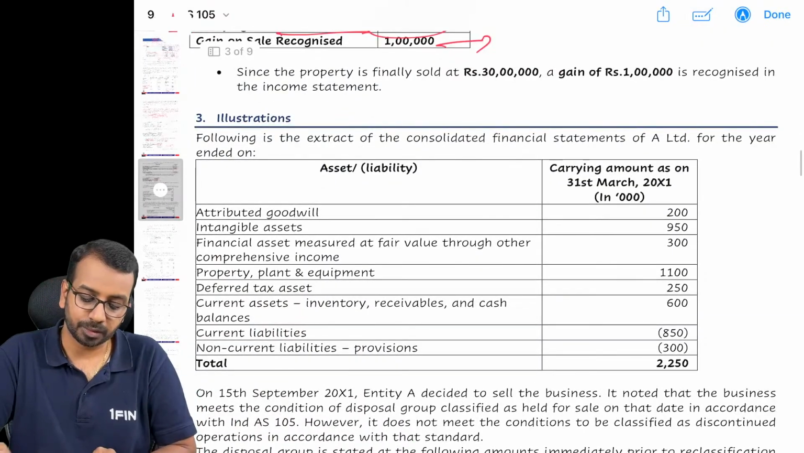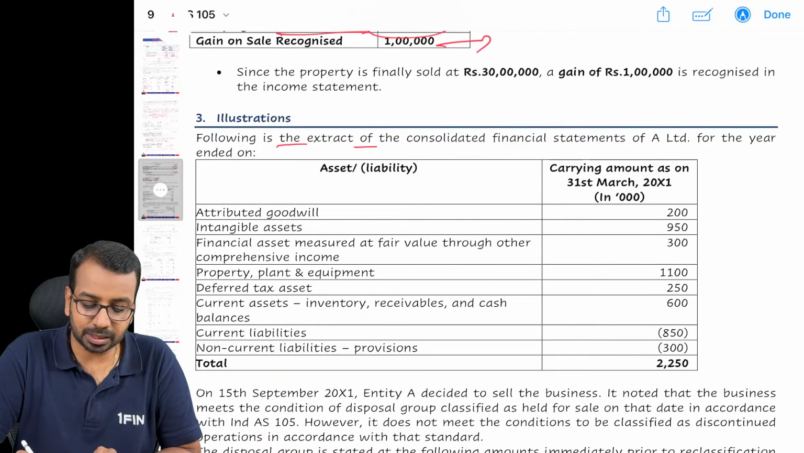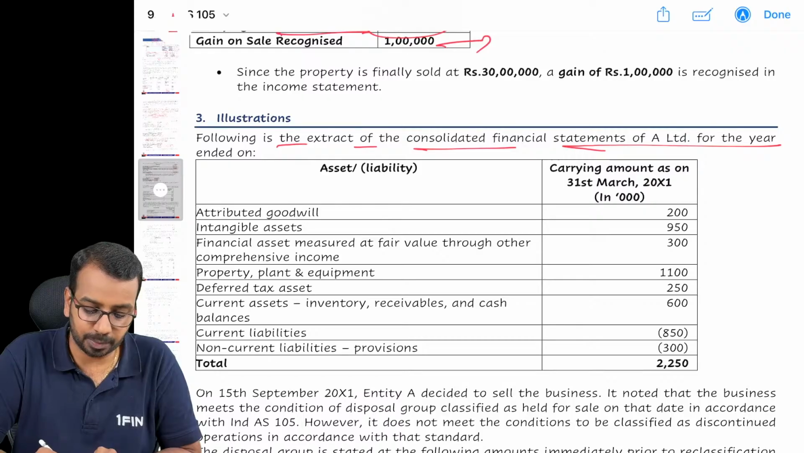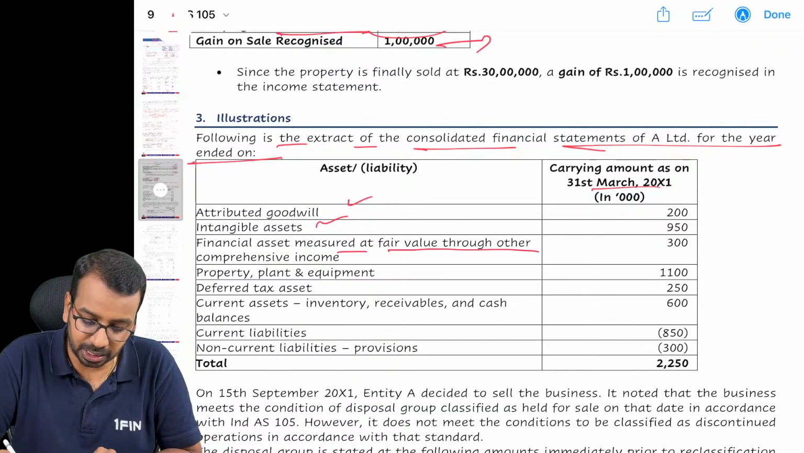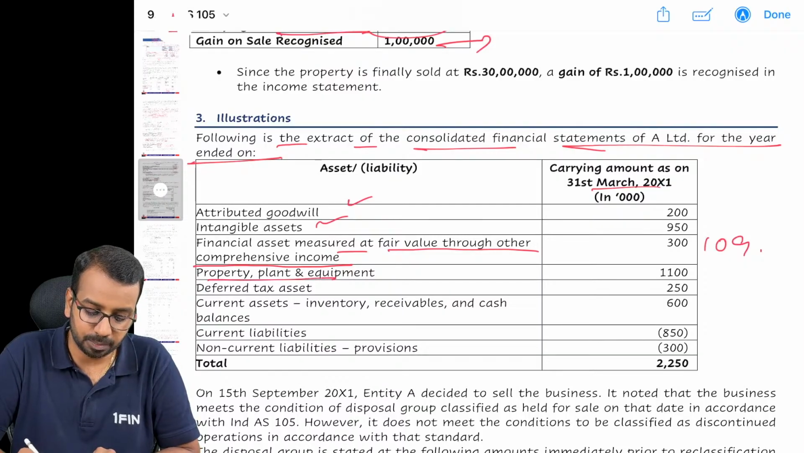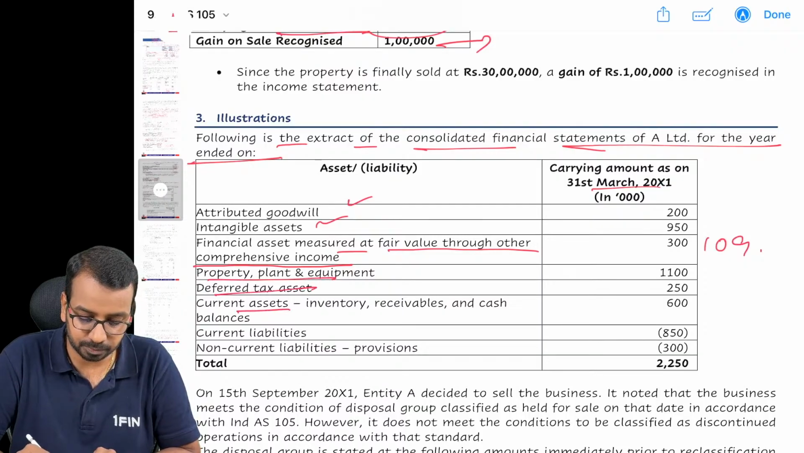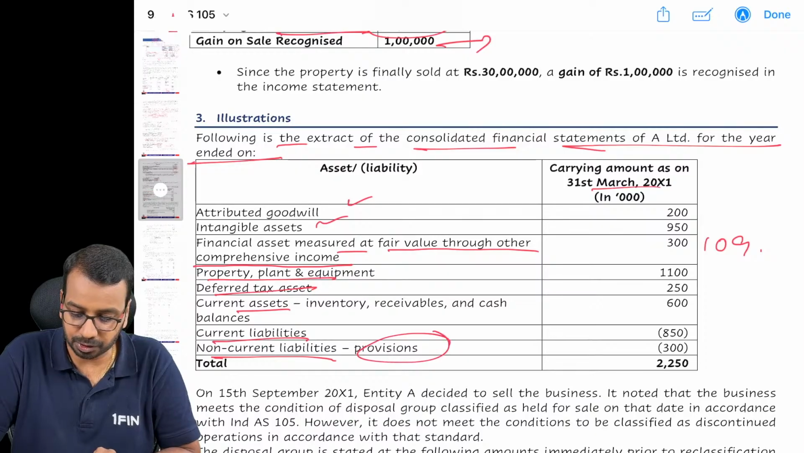Okay. Then, next one. Following is the extract of consolidated statements of A Limited ended on 31st March. Goodwill, asset, financial asset measured at fair value through other comprehensive income. This is as per Ind AS 109. PPE, DTA, current assets, current liabilities, non-current liabilities, provision 2250.